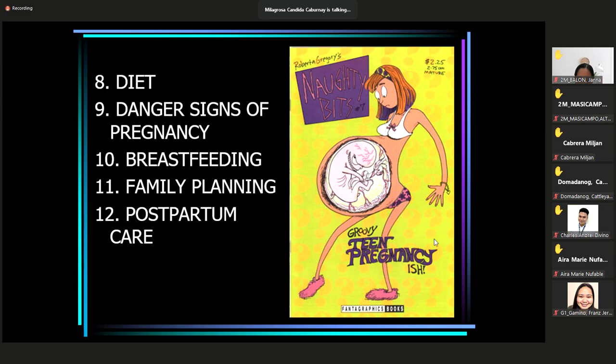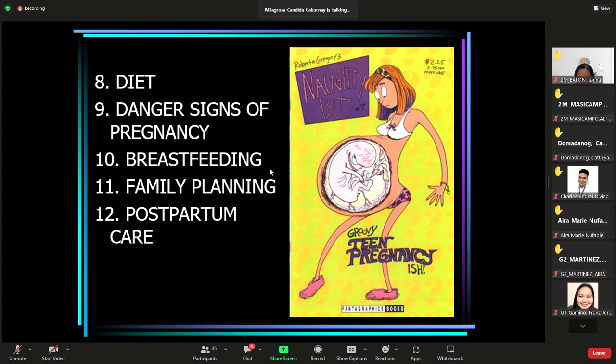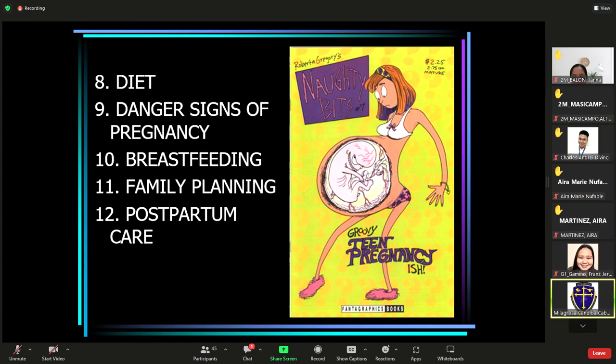Miss Cabrera. Sterile and pure po, ma'am. Okay. So there is no need for you to sterilize because whatever comes inside is sterile. And breast milk is sterile.